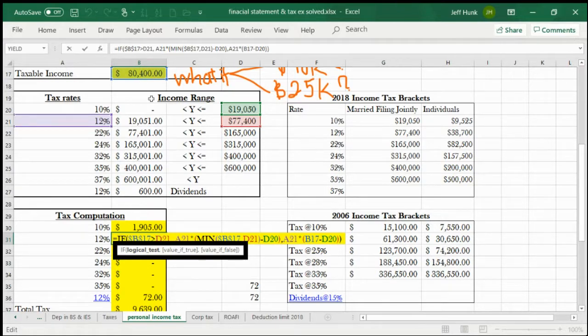And Excel will execute, it will compare if this is greater than this. And if it is, then apply this rate to the minimum, the lesser of the two. This and lesser of the two is this. So D21 will be picked. And if not, the lesser minimum will be picked. And what we need to pay is, the portion that should pay 12% is the difference between the two.